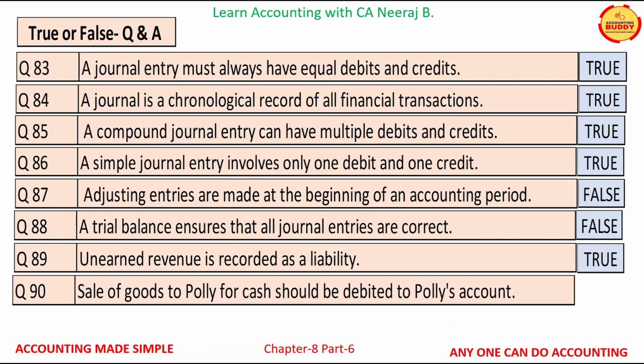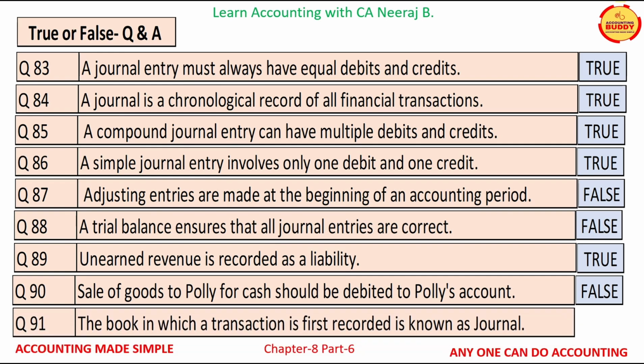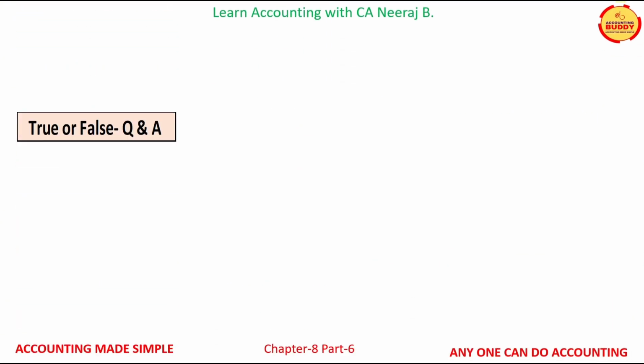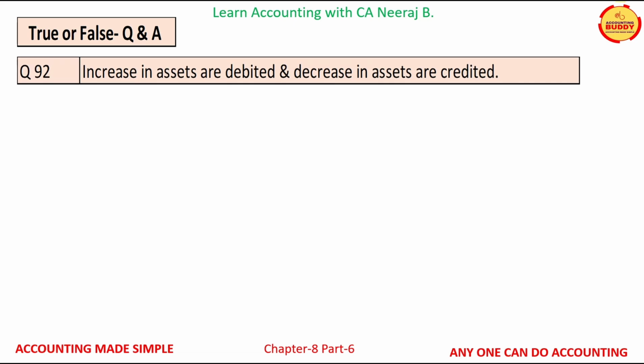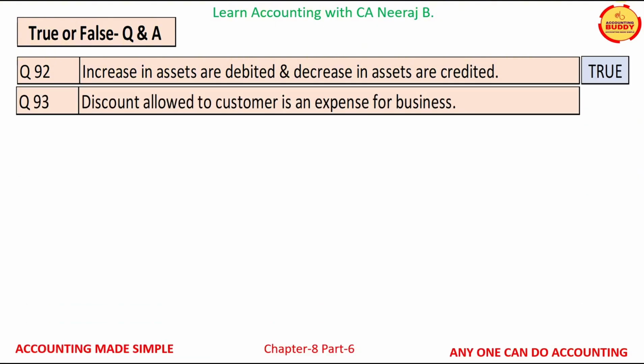Question number 90. Sale of goods to Polly for cash should be debited to Polly's account. This is a false statement. Question number 91. The book in which a transaction is first recorded is known as journal. This is a true statement. Question number 92. Increase in assets are debited and decrease in assets are credited. This is a true statement. Question number 93. Discount allowed to customer is an expense for business. This is a true statement.